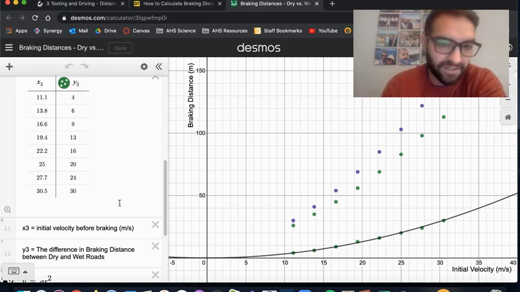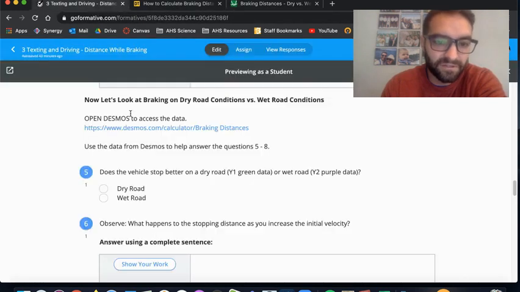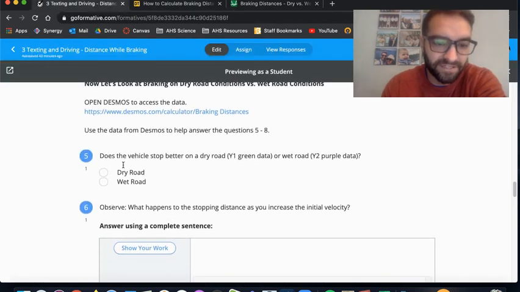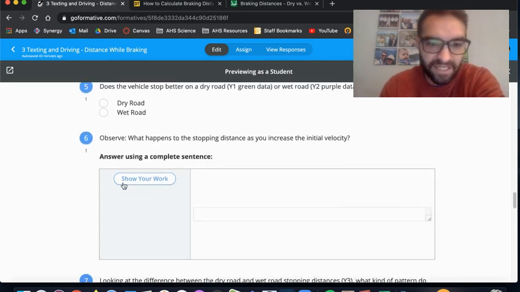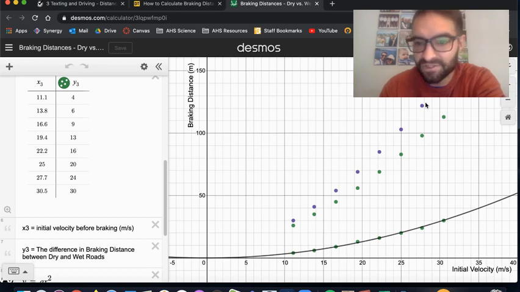So going to some future questions: did it stop better on a dry or wet road? We should be able to answer that now. And then, what happens to the stopping distance as you increase the initial velocity? This is just based on your observation, using a complete sentence. What do you notice happens to the stopping distance as you increase the velocity? You should be able to look at this trend and describe that to me.